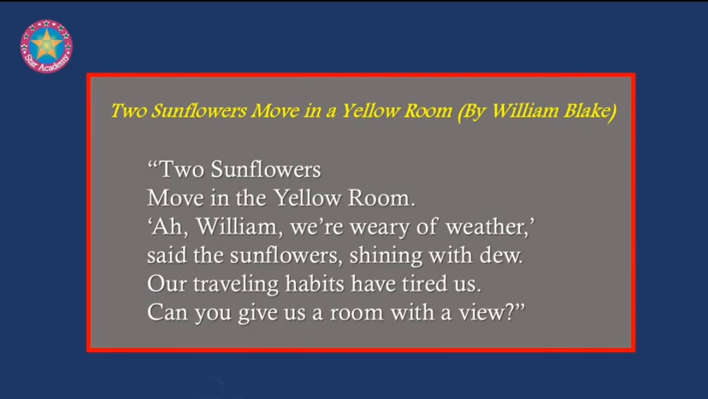This poem by William Blake contains a lot of examples of personification. The poem starts in a dialogue form, where a sunflower is directly addressing the poet by calling his name. Again, in the third line, the flower says, "Our traveling habits have tired us," which is a good personification. The flowers are depicting a human characteristic of tiredness caused by the weather. In a human way, they make a request to the poet to put them in a room with a window with plenty of sunshine.